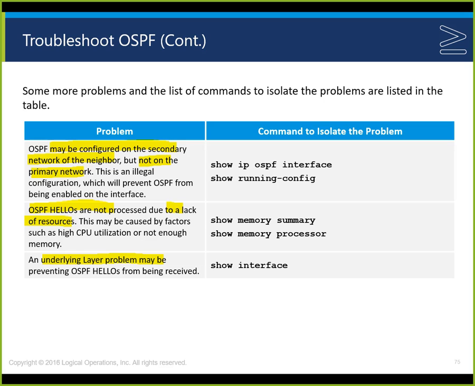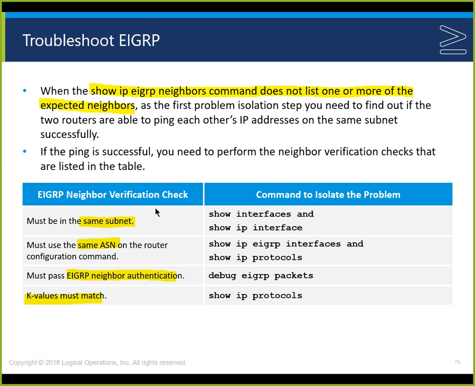Hellos are not processed. Lack of resources: show memory processor. We may be overloading the device, as some of these dynamic routing protocols can take a significant amount of device resources. An underlying problem may be preventing the hellos from being received: show interfaces, and that's kind of a catch-all. Okay, let's see. Is there something wrong with these interfaces?